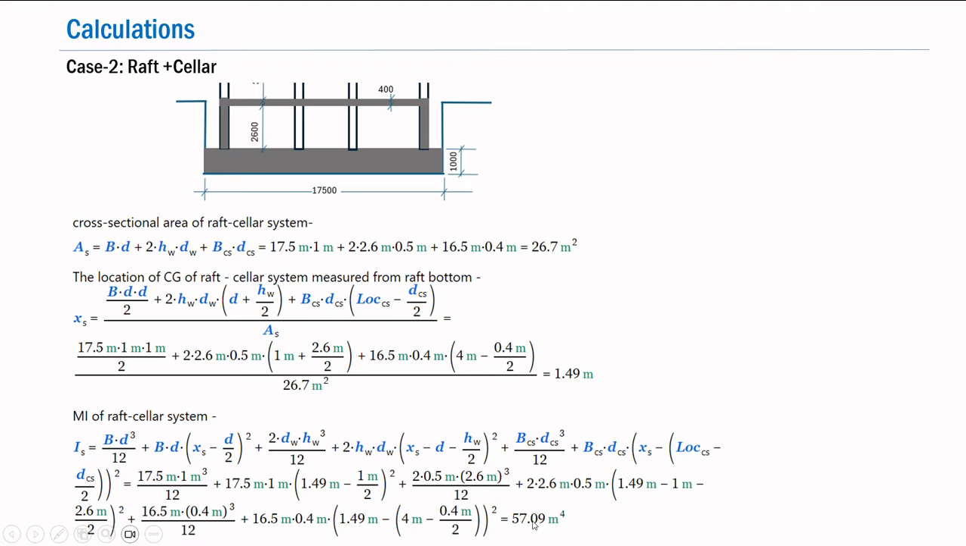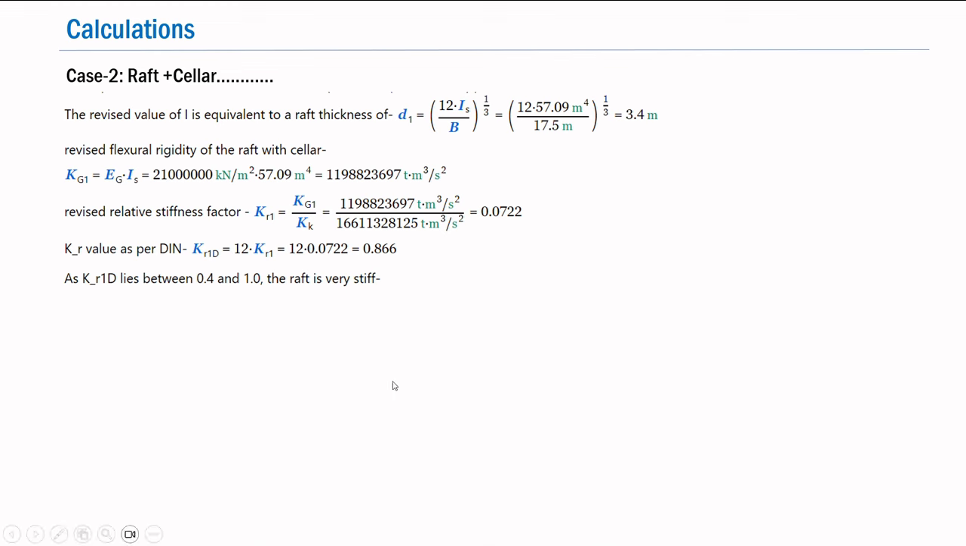Having obtained the moment of inertia, we can readily proceed to the calculation of the flexural rigidity. But before calculating the flexural rigidity, I want to indicate one more thing. The revised calculation of the moment of inertia shows that this value of I is equivalent to a raft thickness of D1, that is (12 I/b)^(1/3), equal to 3.4 meters.